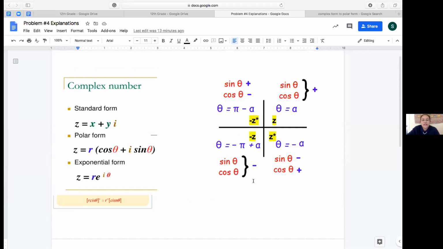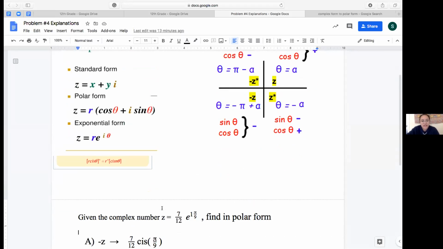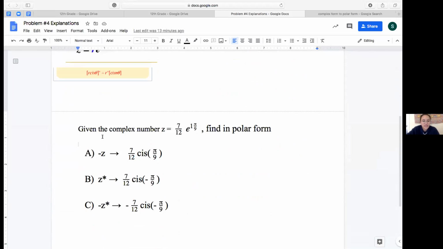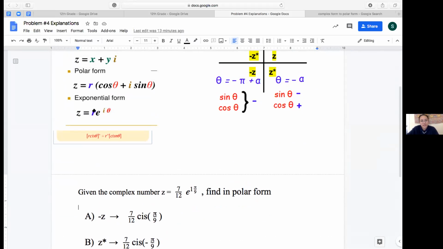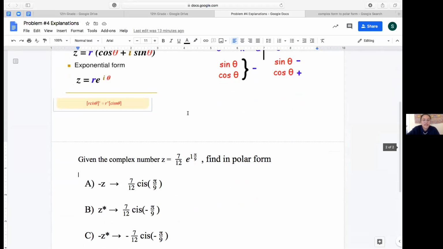Okay, so I just have some stuff for reference. For this question, it says given the complex number, find it in polar form. This one is in exponential form, as you can see here, and we're going to convert it to polar form. When you combine these, it is cis. Is that how you pronounce it? Okay, I don't care how you pronounce it.